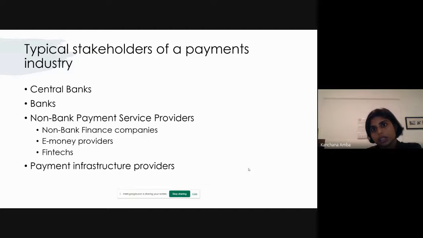Otherwise, if we just use a computer system like a database, like what we're already using, those are not fintech. That is using technology in financial services. This is using technology for financial services, right? And then you have payment infrastructure providers.